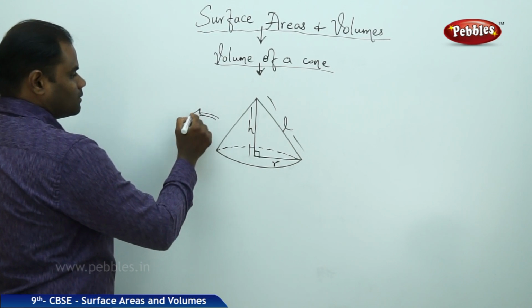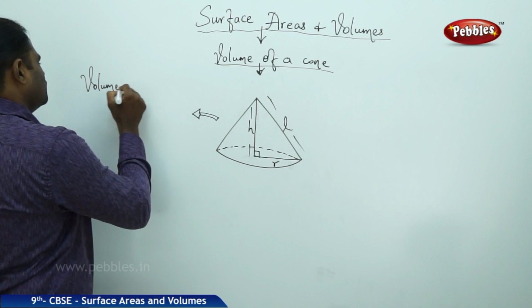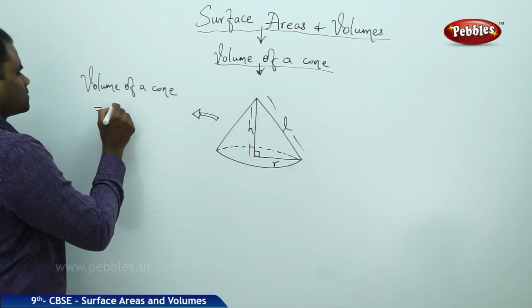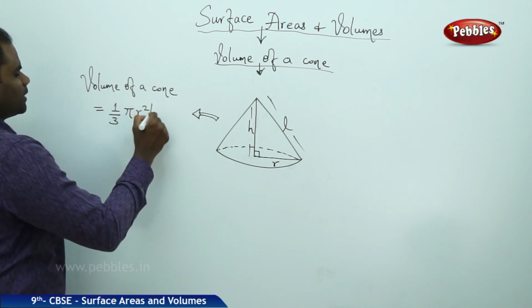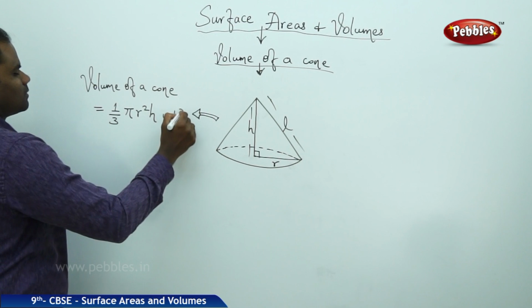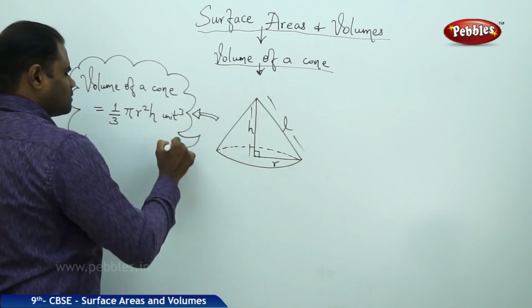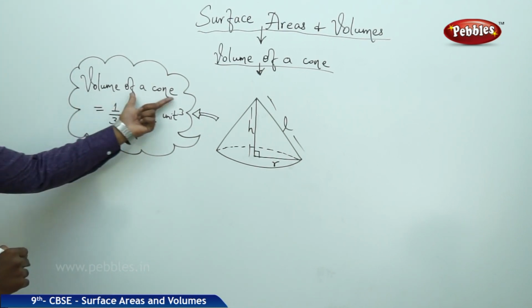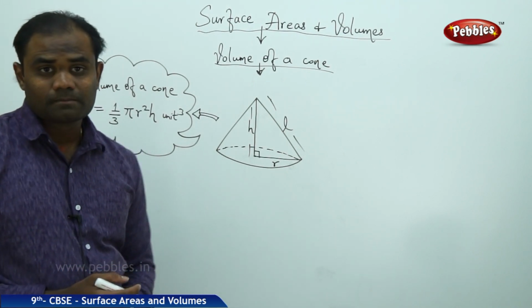So by using the dimensions of R, H and L, we can define the volume of a cone, which is given by the formula: volume of a cone is 1/3 pi r square h unit cube. Is how I get the formula. Volume of a cone is given by 1/3 pi r square h.